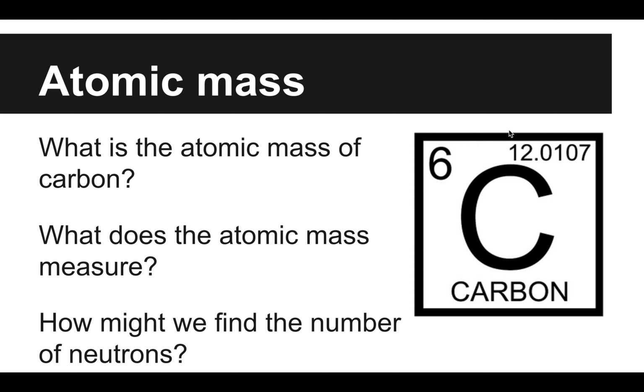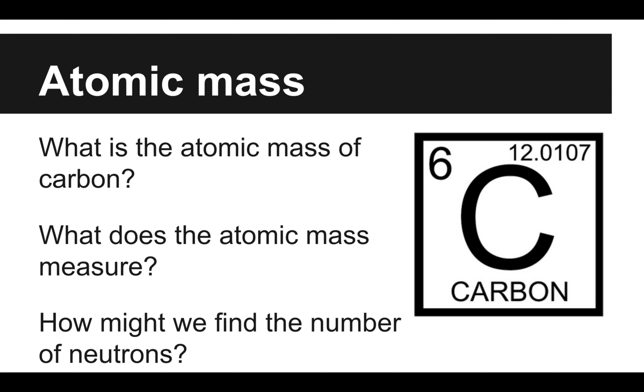And then when we were on the atom builder activity, we saw that the atomic mass changed when we added neutrons and when we added protons. It did not change when we added electrons. So we're going to say electrons have no mass. They're super tiny compared to a proton and a neutron. So the atomic mass measures the number of protons and neutrons.